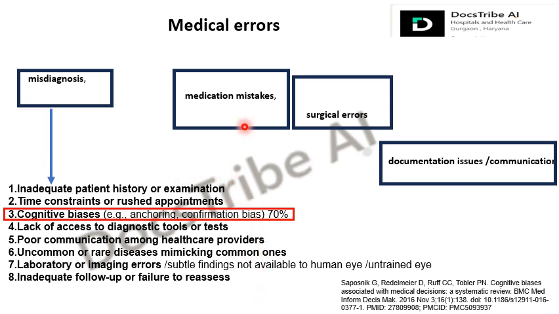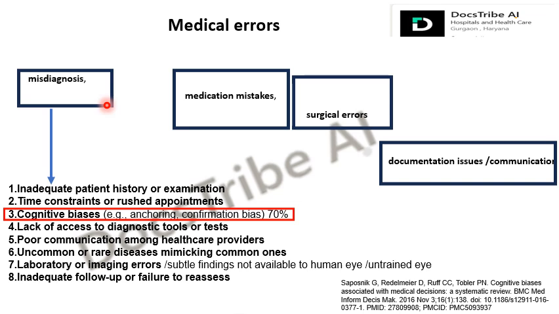Next only will you bring in the medications. When your diagnosis itself is not safe, naturally the medications that you give for an unsafe diagnosis are going to be full of mistakes. And when your diagnosis itself is a problem, your surgical errors will compound that. So this is how you have to tackle the core problem, that is misdiagnosis.